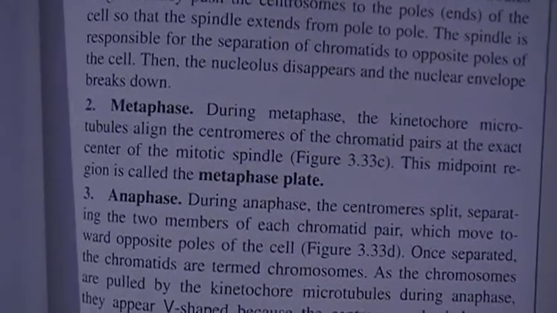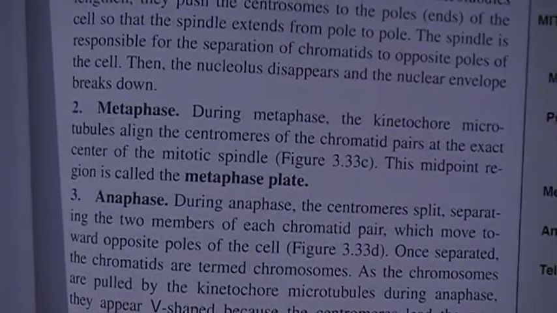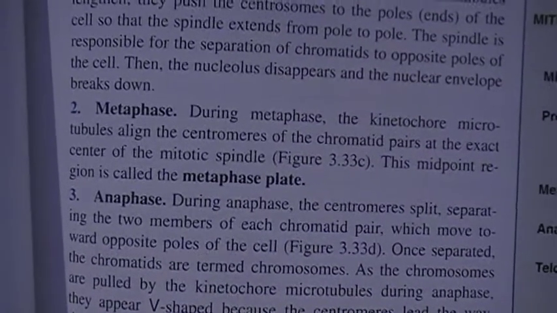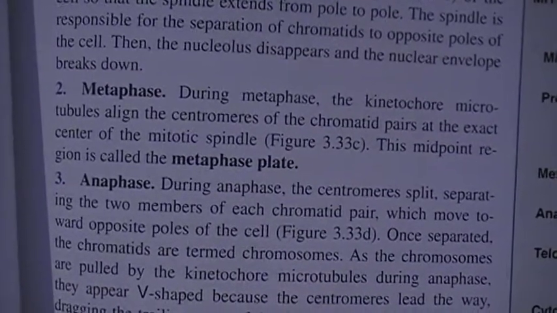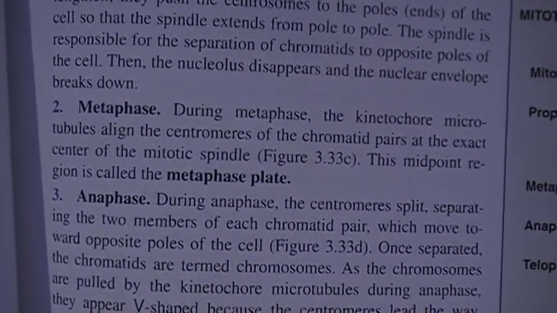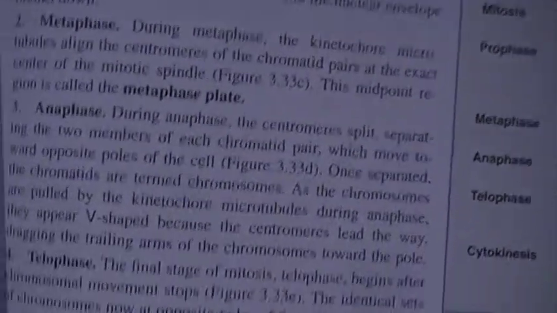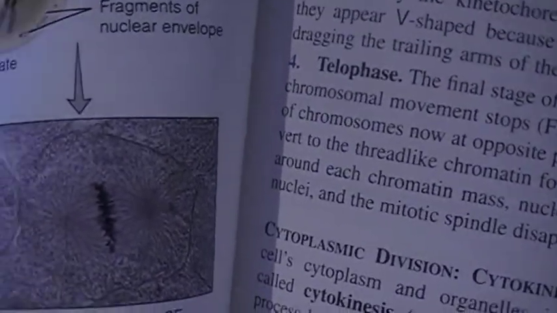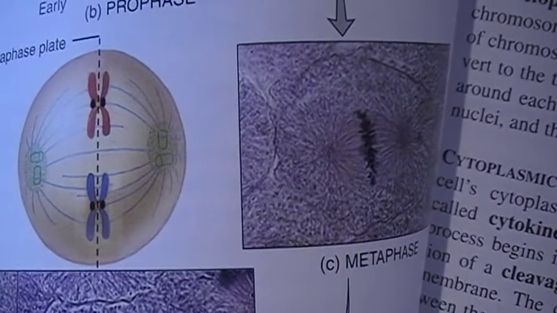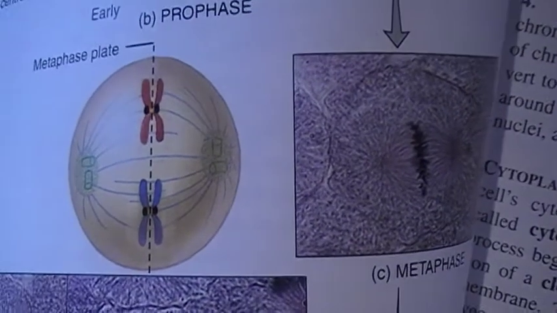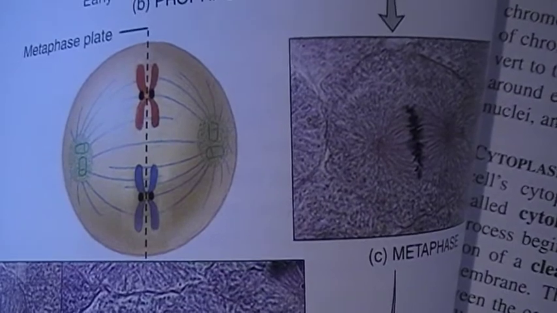During metaphase, the kinetochore microtubules align the centromeres of the chromatid pairs at the exact center of the mitotic spindle. The midpoint is the metaphase plate. Metaphase involves alignment at the midpoint.